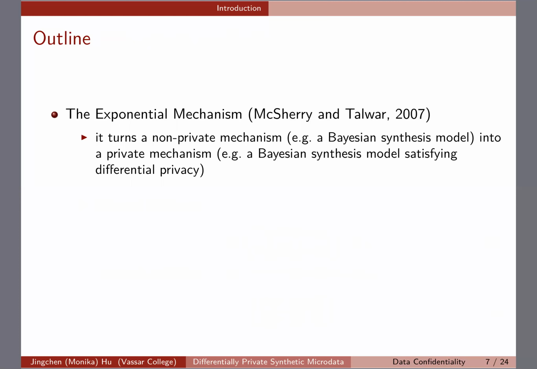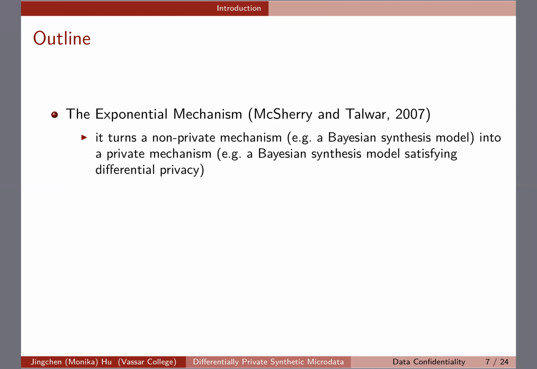So you can think of a Bayesian synthesis model, let's just say a simple linear regression like the one we did with the synthetic CE data. That is a non-private mechanism. And the exponential mechanism, we will see soon, can turn something like that into a private mechanism, say the same Bayesian model, but satisfying the differential privacy guarantee. It sounds a little bit vague, but bear with me. The exponential mechanism can turn one non-private mechanism into a private mechanism if we can lay out all of the work.